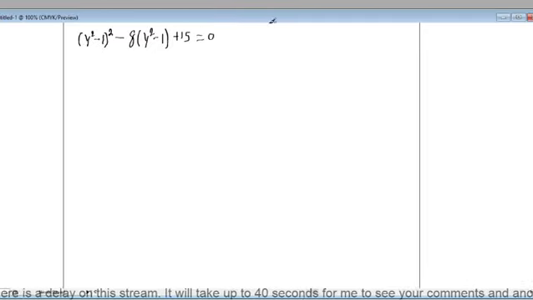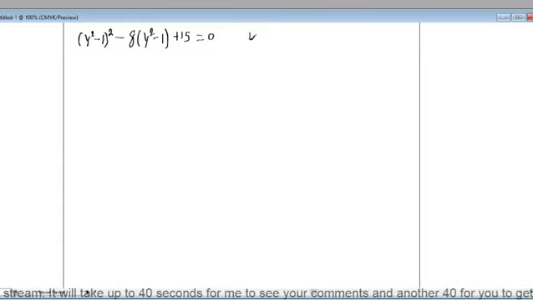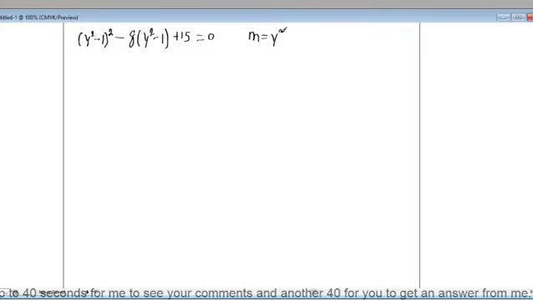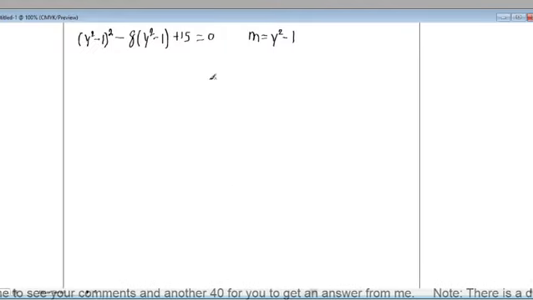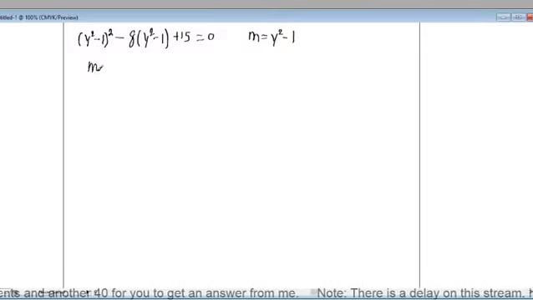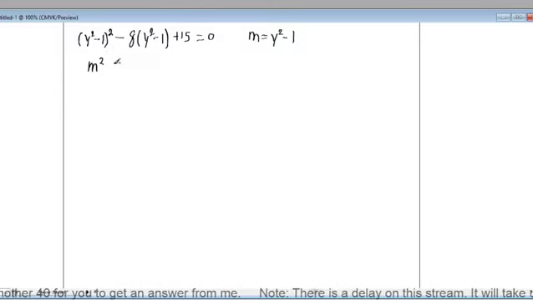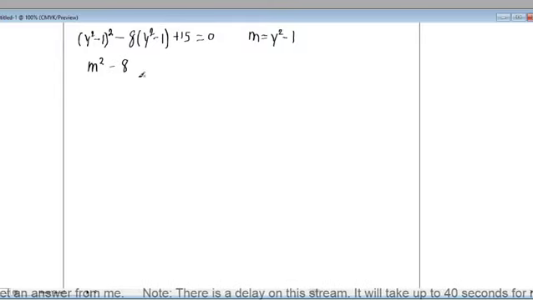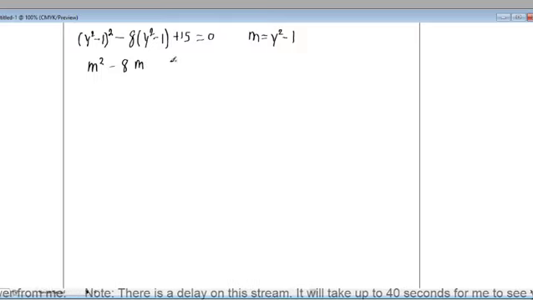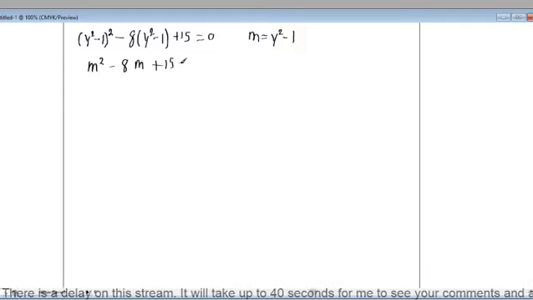And we can simplify this a little bit by replacing those with something. I'm going to say m. So m equals y squared minus 1. So everywhere that we have a y squared minus 1, we're going to just write m instead. So m in for this one, squared, minus 8m, because we have another y squared minus 1 here, plus 15 equals 0.